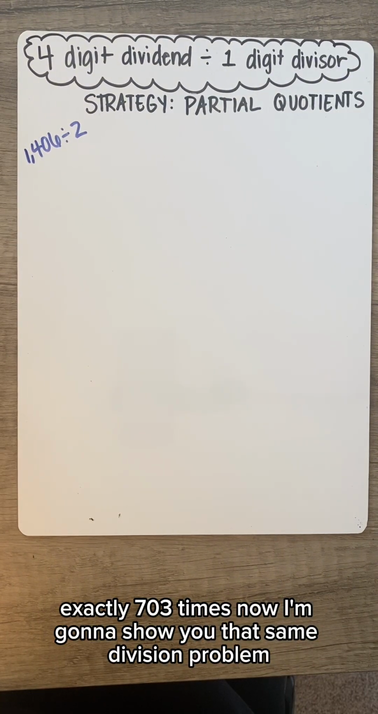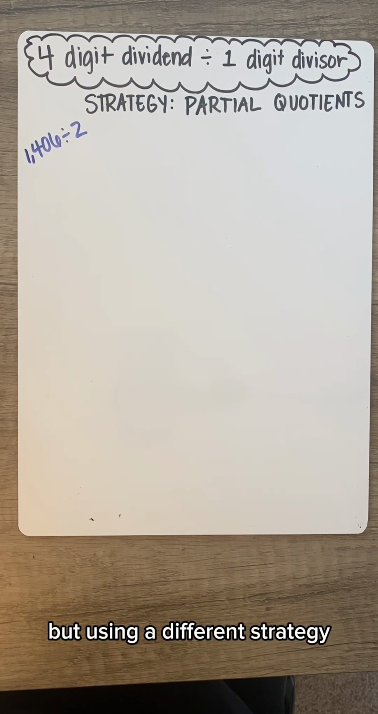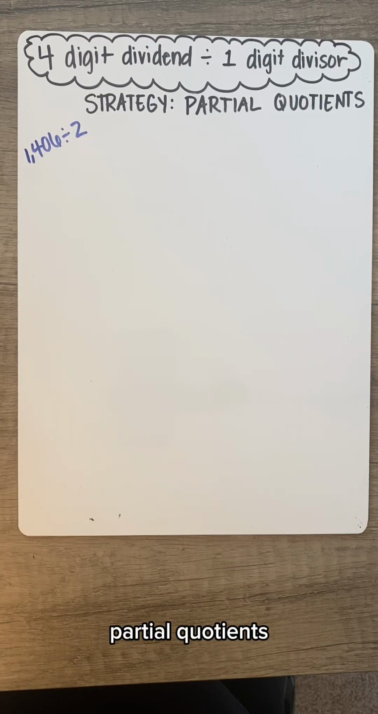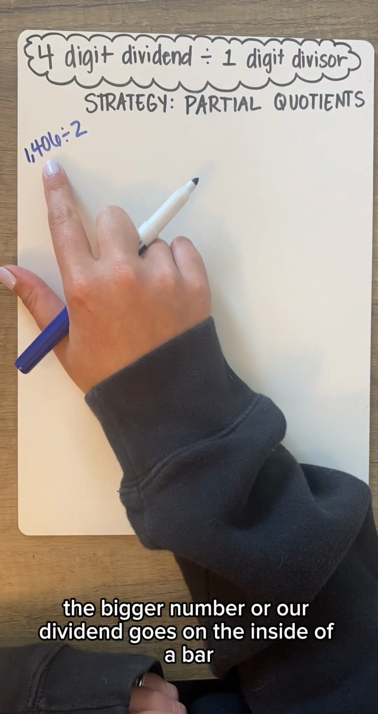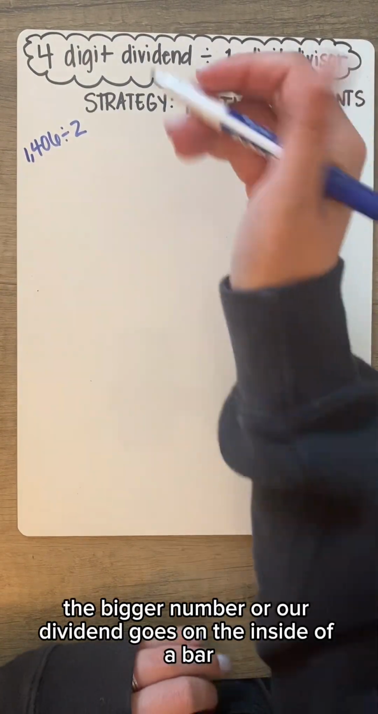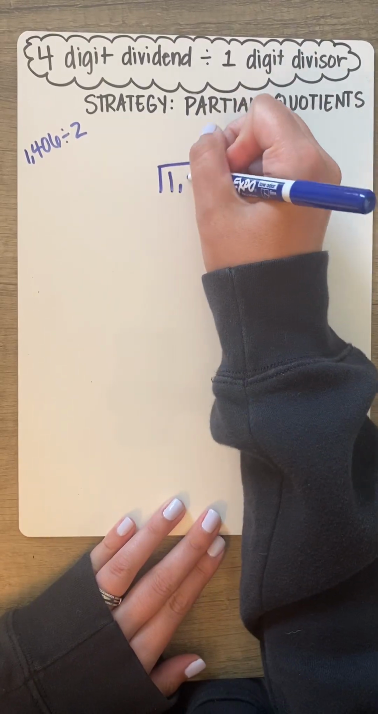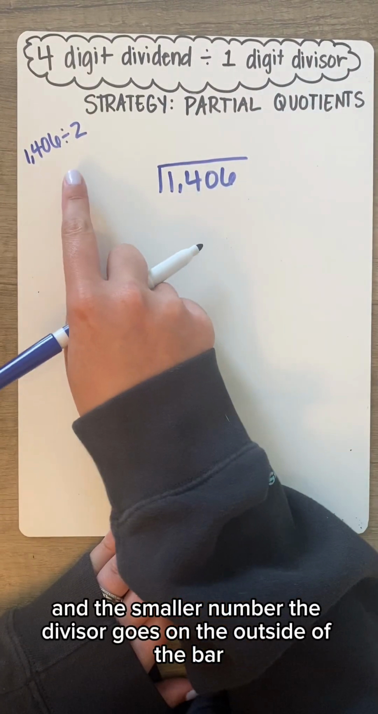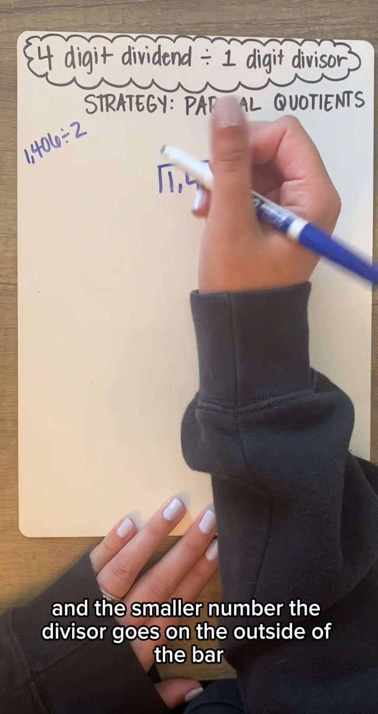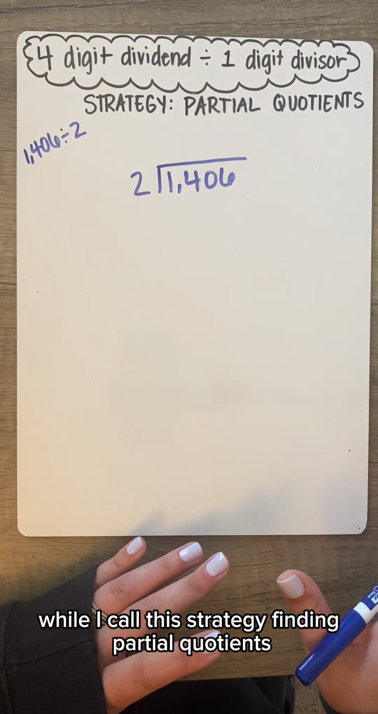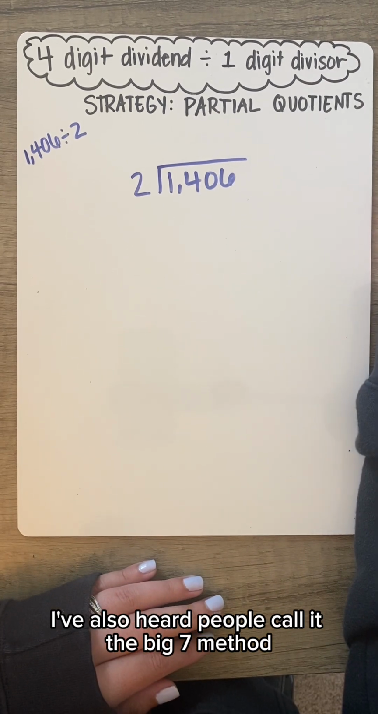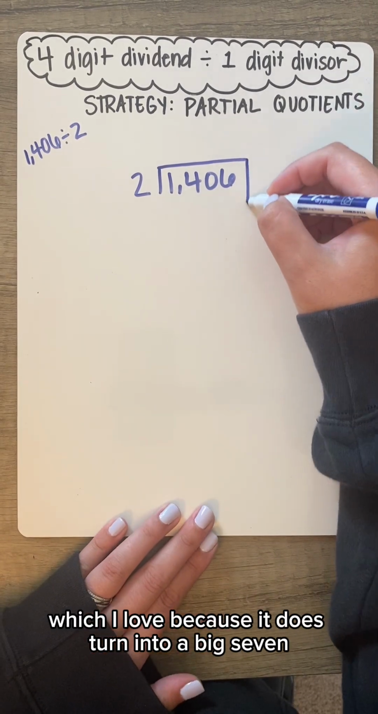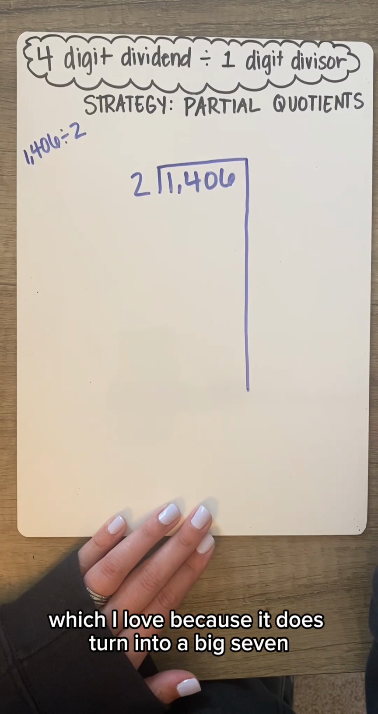Now I'm going to show you that same division problem, but using a different strategy, partial quotients. The way we set up partial quotients is very similar to long division. The bigger number, or our dividend, goes on the inside of a bar. And the smaller number, the divisor, goes on the outside of the bar. While I call this strategy finding partial quotients, I've also heard people call it the Big 7 method, which I love because it does turn into a big 7.